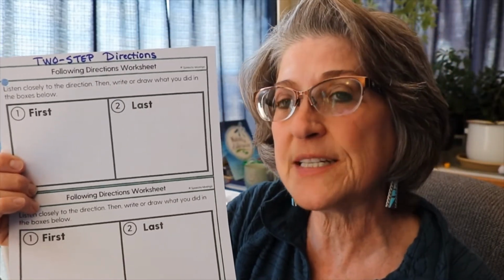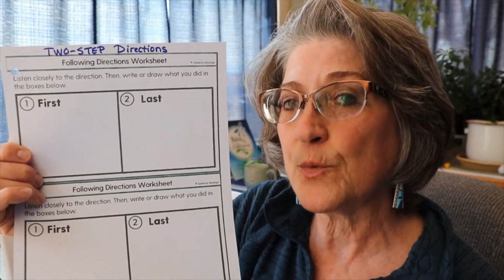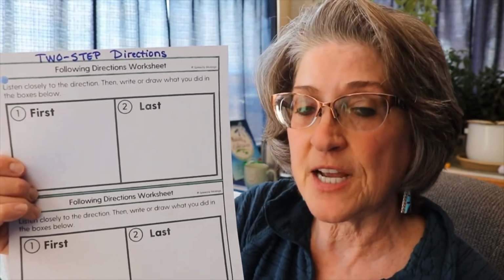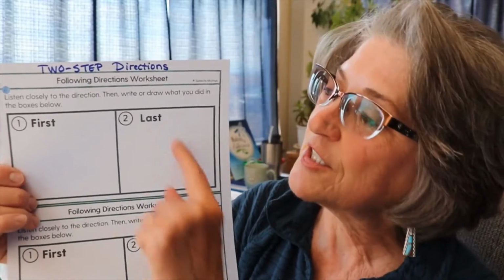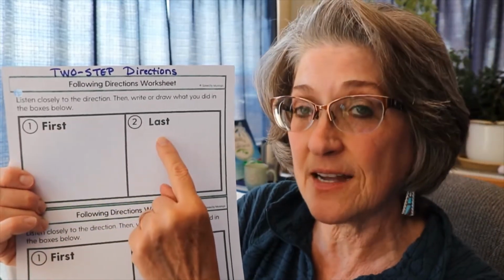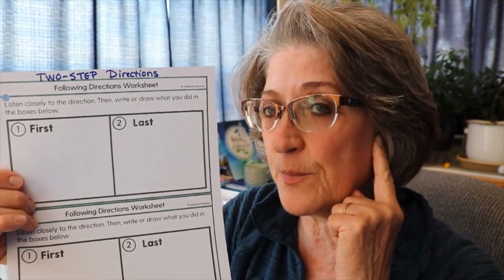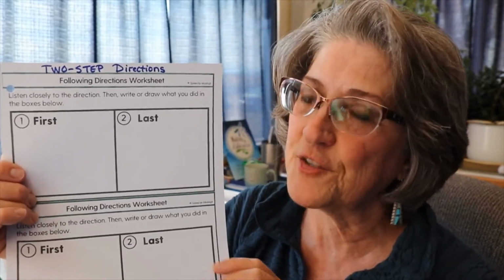You could ask them to retell, what did you do when you did that activity? And your child could say, first I clapped, then I jumped. And so we want to work on these sequencing concepts. At the same time, we want to work on their ability to listen and to follow the directions.